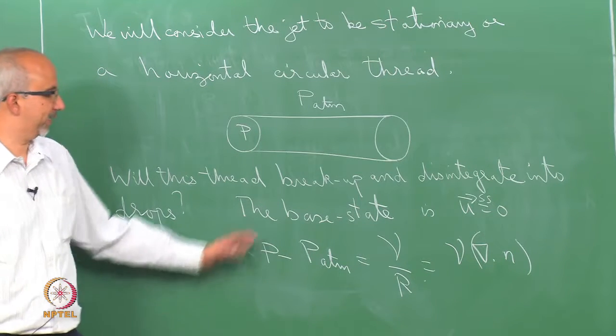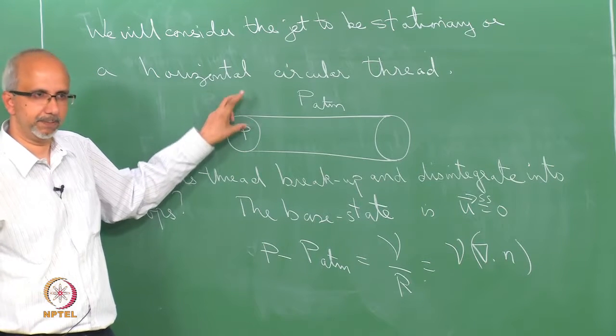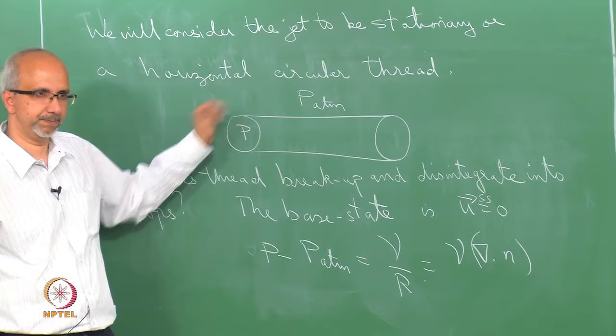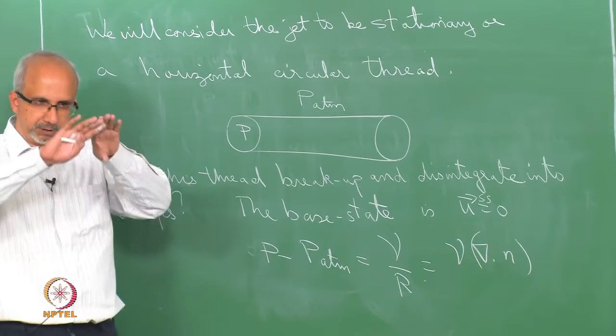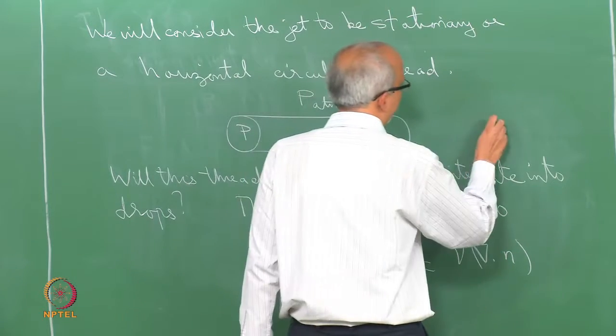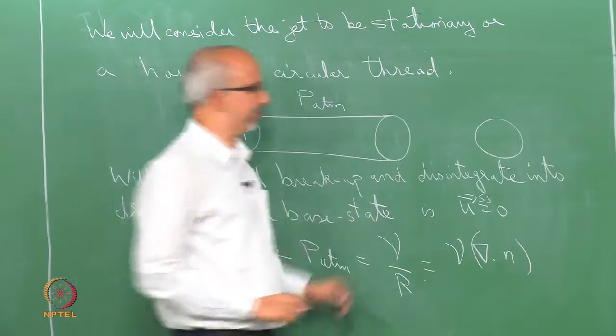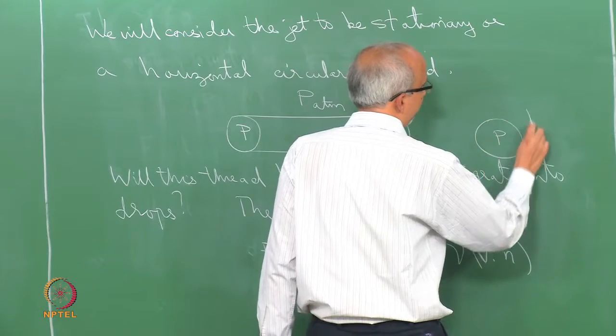Okay. So that's my base state. There is a pressure difference, there's a pressure jump across this interface. Okay. And that's because the liquid is actually curved. So if you look at the cross section, it is actually circular. Okay. And in order for you to maintain this circular shape, you need to have P greater than P atmosphere.